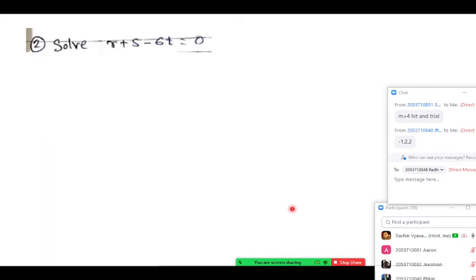So again, a question is on the screen. Solve r plus s minus 6t equal to 0. r plus s minus 6t equal to 0. Do it.